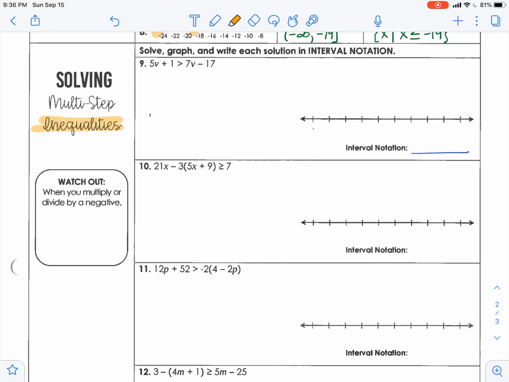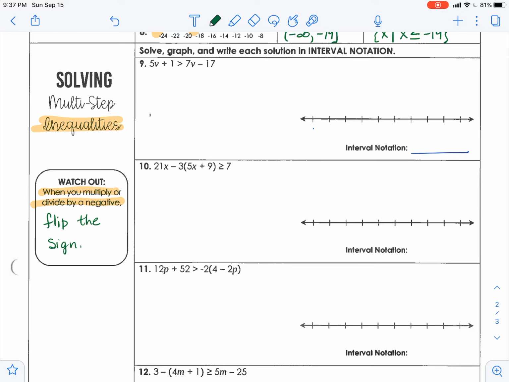The only thing different is that we have to remember that when you multiply or divide, not just divide, multiply or divide by a negative, you have to flip the sign. Okay? You got to flip the sign. So we're going to go ahead and jump in and work a couple of these problems. So number 9, we're going to go ahead and solve.